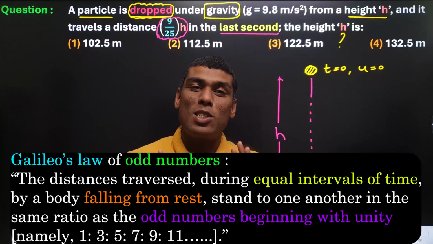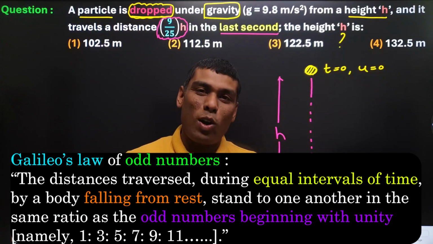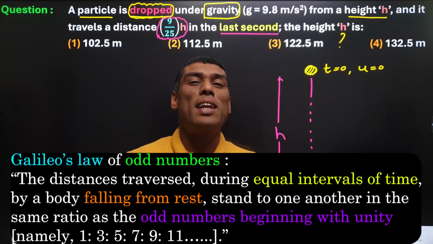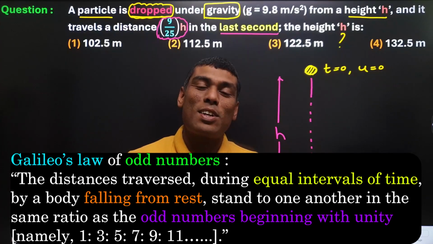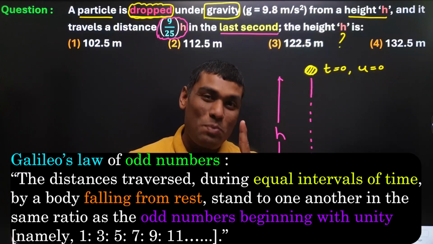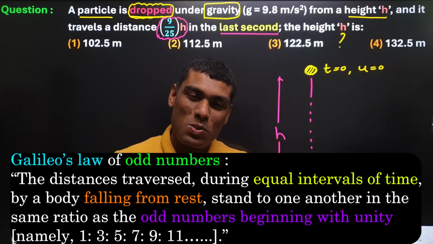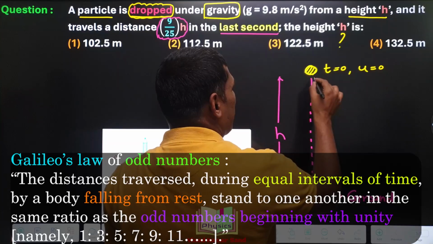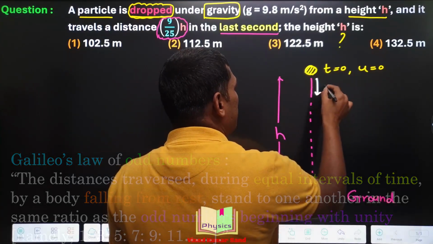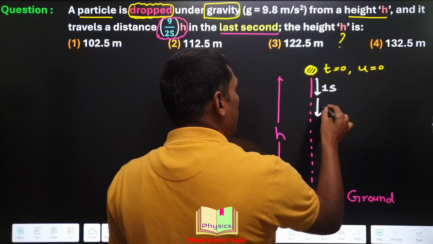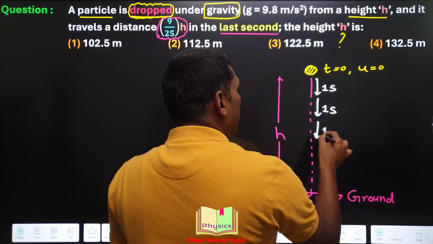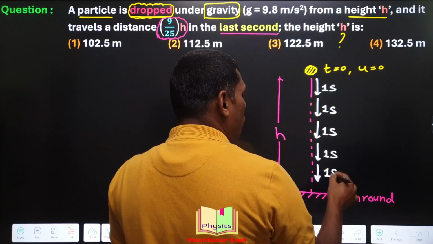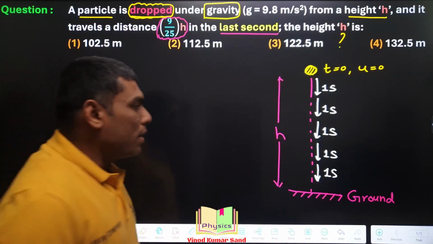Whenever something is released from rest and it's falling under gravity only, then the distances traversed in equal intervals of time stand in the ratio of the odd numbers starting from 1, meaning 1 is to 3 is to 5 is to 7 is to 9. So what we do, we consider a 1 second time interval. Let's say this is a time interval of 1 second. This is another time interval of 1 second. Another time interval of 1 second, and so on, we can consider the different time intervals.